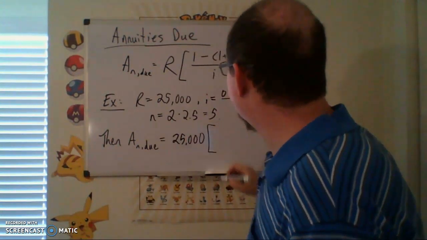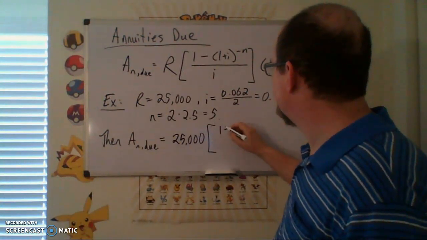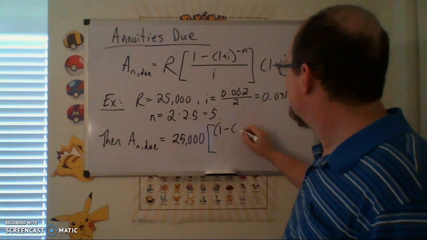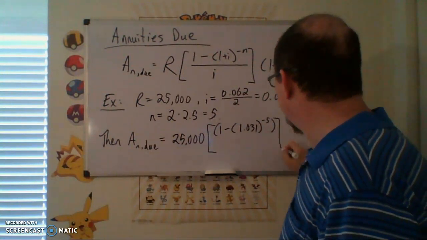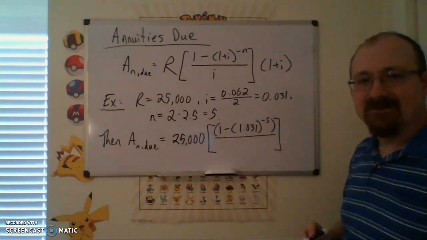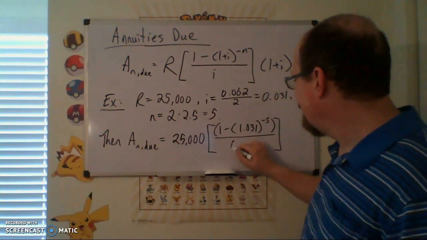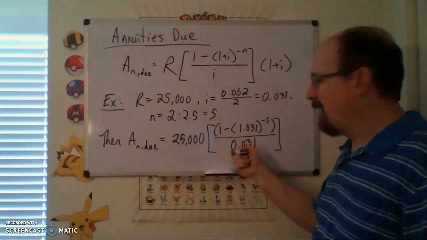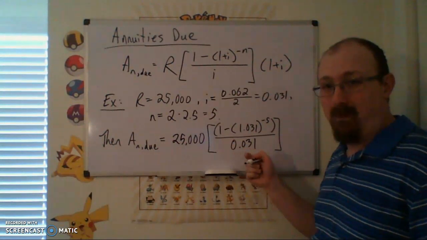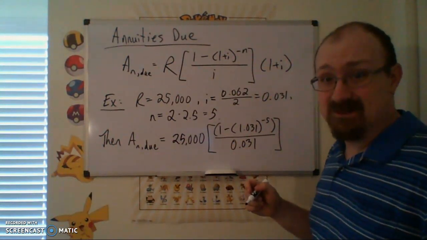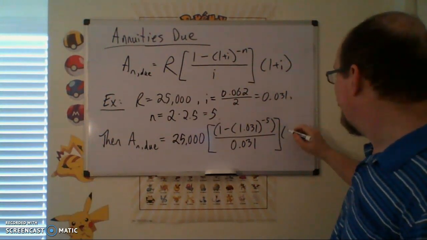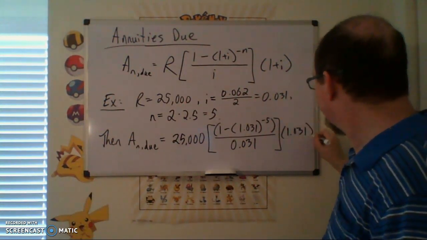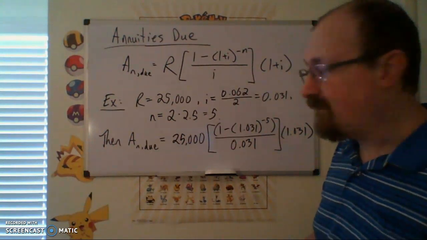So we have 25,000 times, 1 minus, do my parentheses, 1.031 to the negative fifth, divided by just i. I actually made that slip one time where I wrote 1 plus i in the bottom where I had 1.031. Yeah, that screws things up. Don't make that mistake. We do need a 1 plus i in the back, though. So that's our setup.